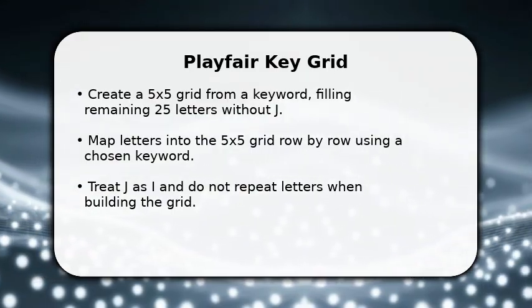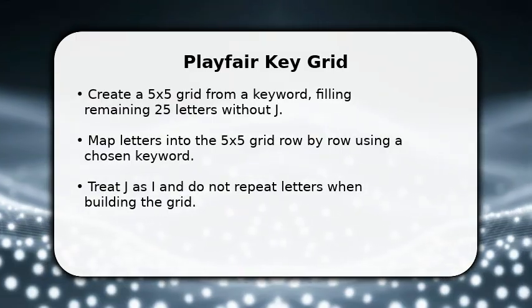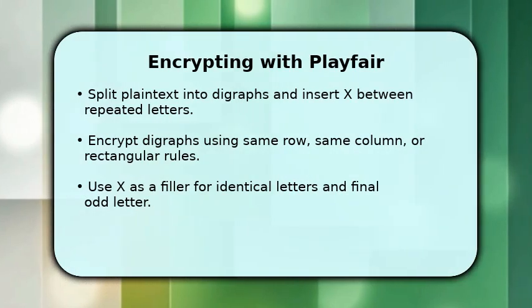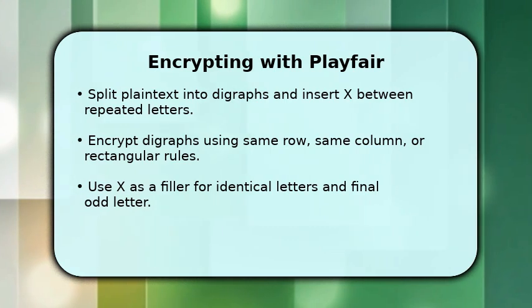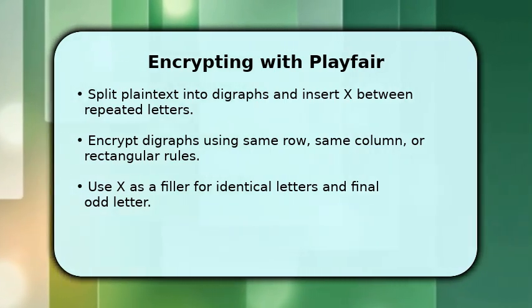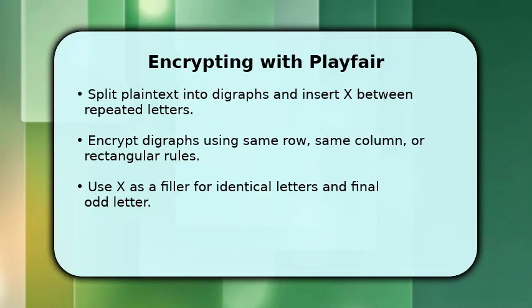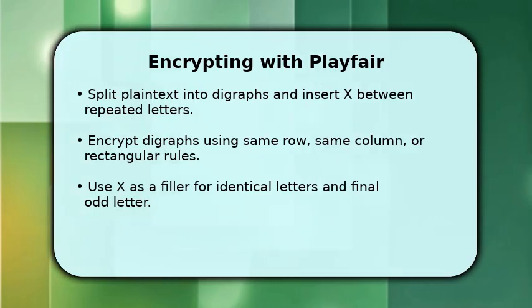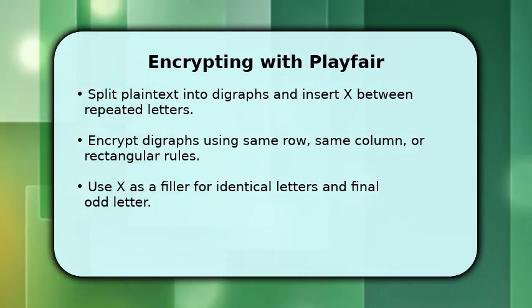Keep the grid visible while you split your plain text into digraphs. First, prepare the plain text by removing non-letters and converting J to I. Then split the text into digraphs of 2 letters each and insert an X between identical letters. For a final single letter, append an X as a filler to complete the last digraph.